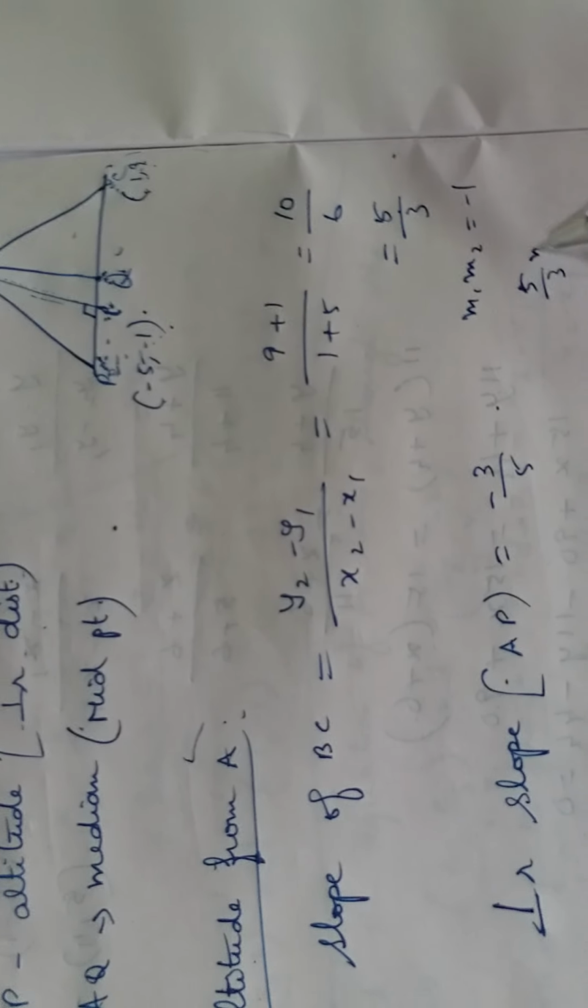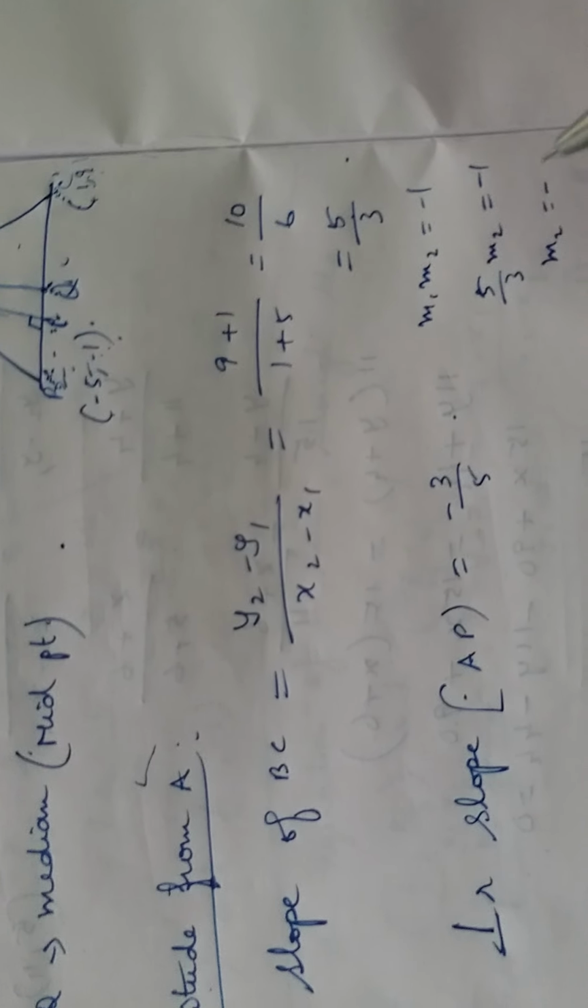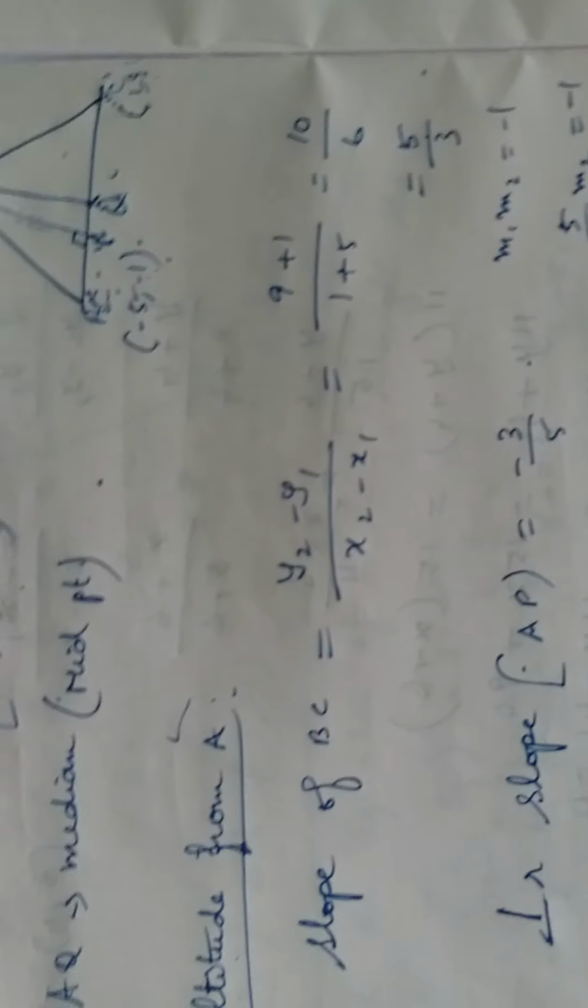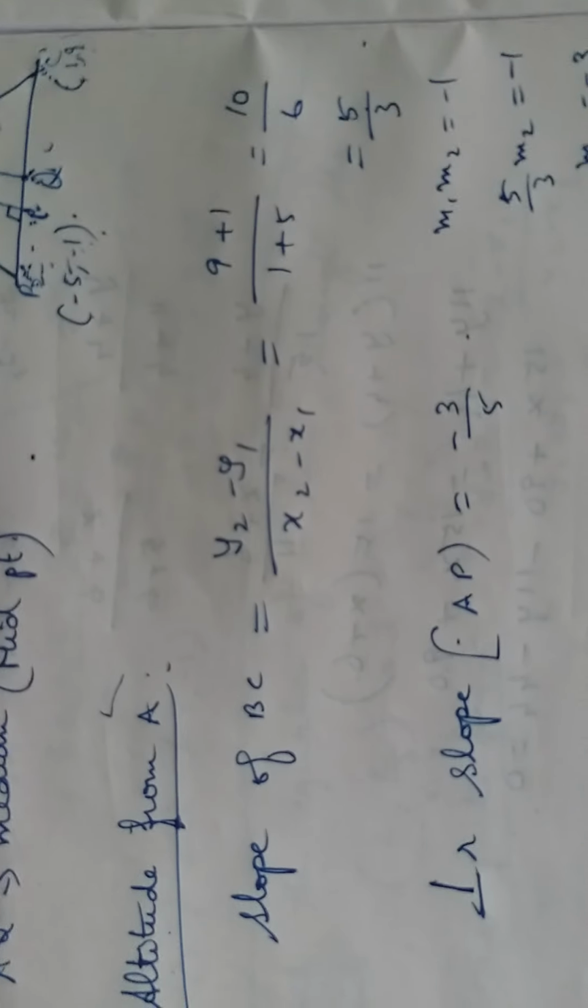5 by 3 into m2 is equal to minus 1. So m2 is equal to the reciprocal, minus 3 by 5. Like this you can find, or simply you can write the reciprocal with the negative sign. If this is negative, this will be positive; if this is positive, this will be negative. So you can easily write it. So the perpendicular slope is minus 3 by 5.